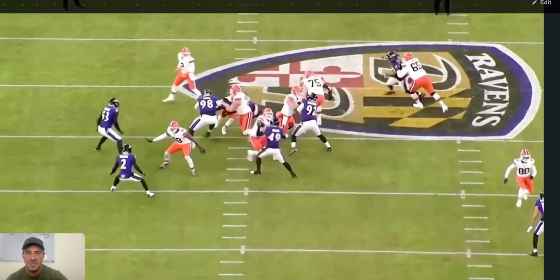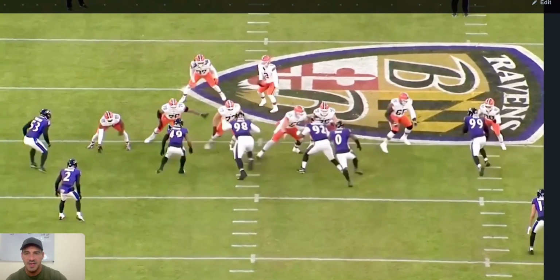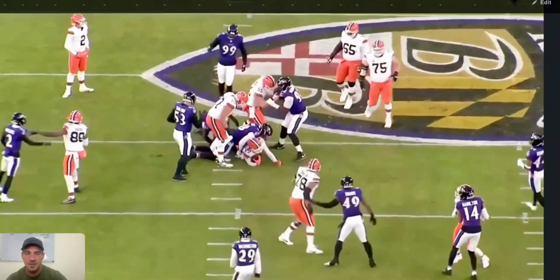Really good job. Watch it one more time, full speed without all the interruption. Like I said, you can see this linebacker is playing man coverage on the back. He's got him. Roquan makes the play.